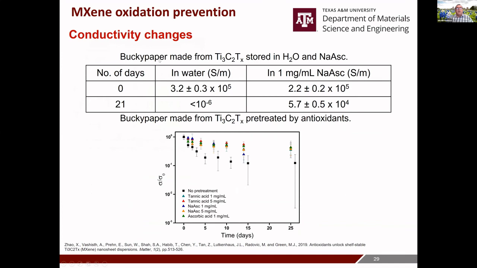Even when we make a buckypaper-like film by vacuum filtration of the sodium ascorbate treated MXenes, it shows that the initial conductivity of those films is a little bit lower than fresh films. But over 21 days, the degradation of the conductivity is much, much slower than for MXene films kept in water. So this also shows that ascorbic acid or tannic acid can be used as an antioxidant.